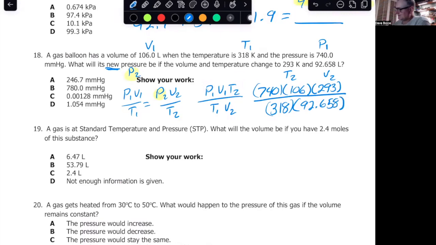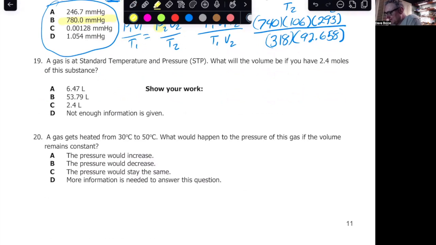So 318 times V2, which is 92.658. Okay, and then in my calculator, I'm just going to do parentheses 740 times 106 times 293, close my parentheses, divide that by parentheses 318 times 92.658. And if I do all of that, I am going to end up with an answer. No point in giving you a range, because notice these are all pretty far apart from each other. So if you put that in a calculator, it's 780 mmHg.